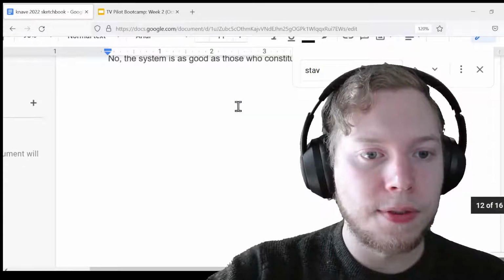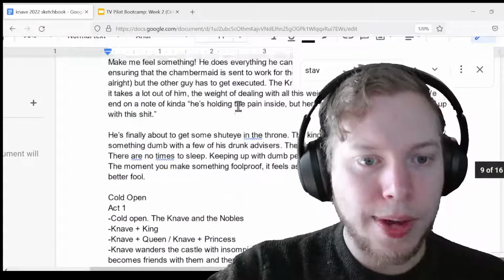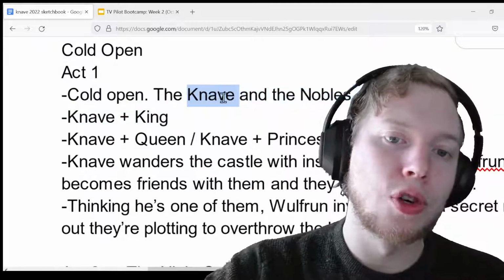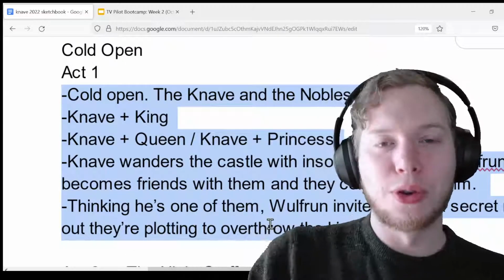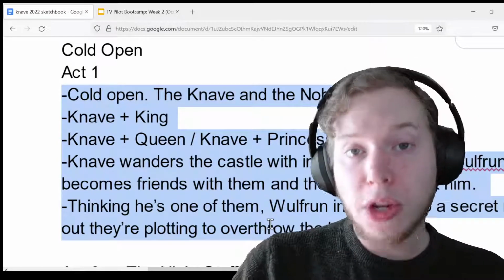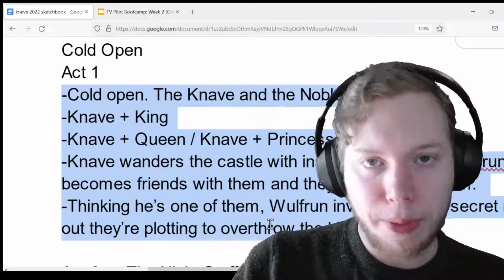Let's look at our list of scenes. And this is going to be broken up Act 1, Act 2, Act 3. I haven't fully delineated what they are here, but it's nice to have just this shorthand version. So we start with the cold open. The knave is giving one of his performances to a group of nobles and introducing the audience to this idea of what is a jester and what do they do? What does a jester look like? And how does he ply his trade here?